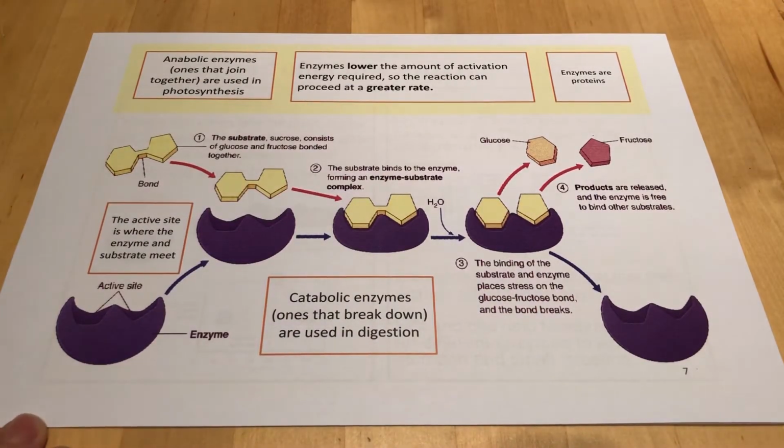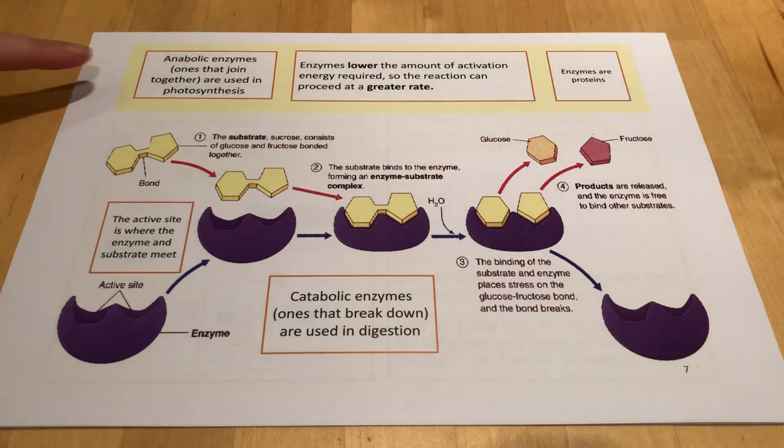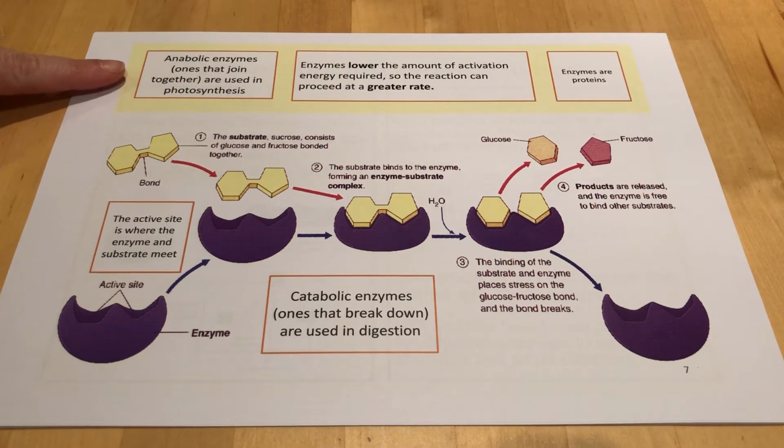This page really just highlights that there are two kinds of enzymes. The ones that break down molecules, which are used in digestion, are called catabolic enzymes. But also there are enzymes which join particles together. For example, when plants photosynthesize and they make glucose, and that glucose is joined together as a storage of starch, that's done by an anabolic enzyme. We don't really need to know all of that detail, but it's just interesting to know that they don't just break down particles, they can build them up as well.